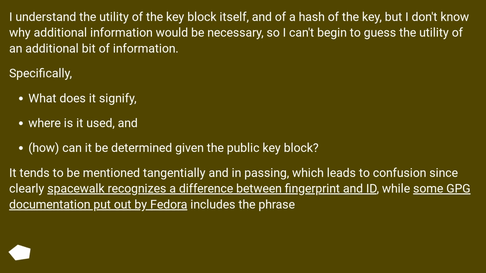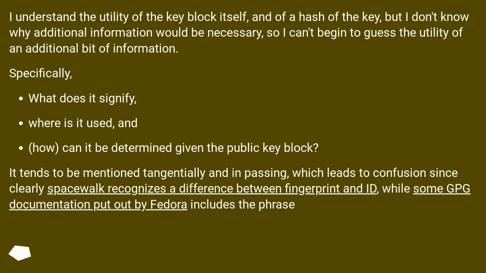I understand the utility of the key block itself, and of a hash of the key, but I don't know why additional information would be necessary, so I can't begin to guess the utility of an additional bit of information. Specifically, what does it signify? Where is it used, and how can it be determined given the public key block?